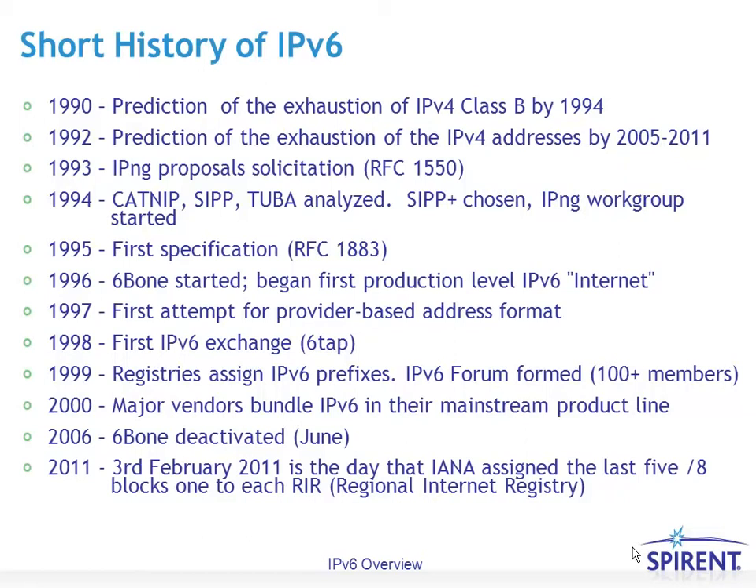The first actual specification was RFC 1883 in 1995, and then an experimental network called the 6-bone began its first production level IPv6 Internet. And as you can see, over the years things have evolved, even to the point where the 6-bone is now deactivated, and as the last bullet states, as of the 3rd of February in 2011, that is the day that the IANA, the Internet Assigned Numbers Authority, handed out its last blocks of addresses to the regional internet registries. So it doesn't mean we're out yet, but now it's up to the RIRs, and they're limited on what they have left.